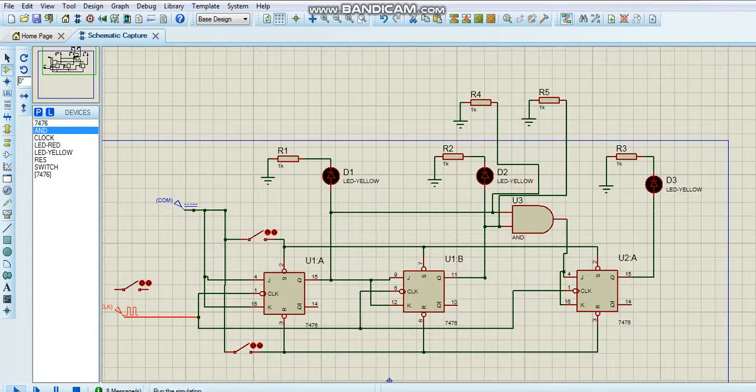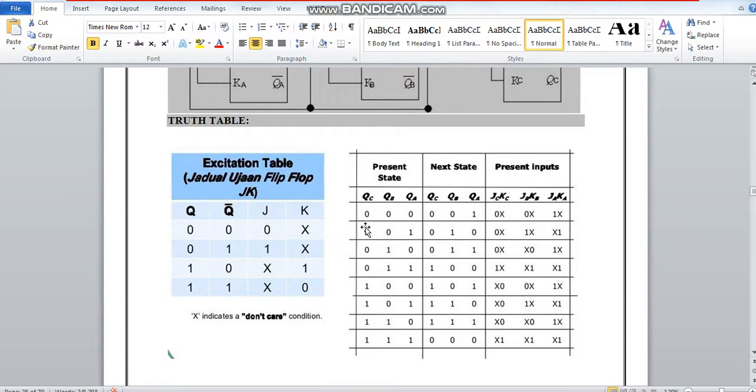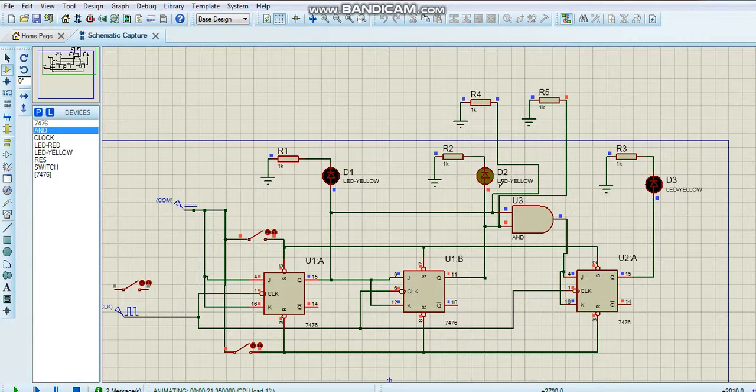Yes, so now let me start the simulation. I have started the simulation. Let me clear it. Clearing and presetting is done over here. Now you can see the states are changing continuously. Okay, so it is 0 1 1, 1 0 0, 1 0 1, 1 1 0, and 1 1 1. So again it becomes 0 0 0. You can see this truth table will be continuously changing from 0 0 0, 0 0 1. It goes on continuously, 0 1 0.